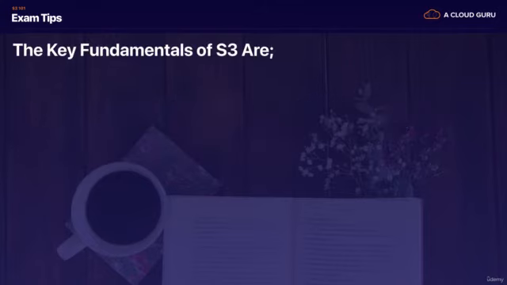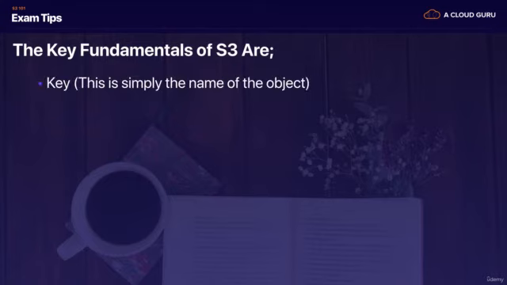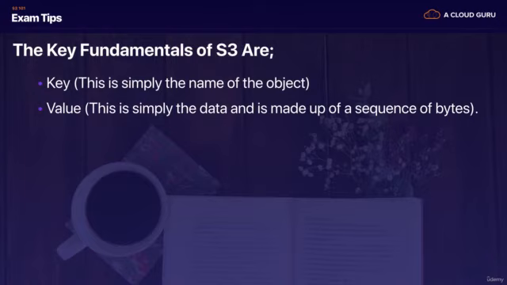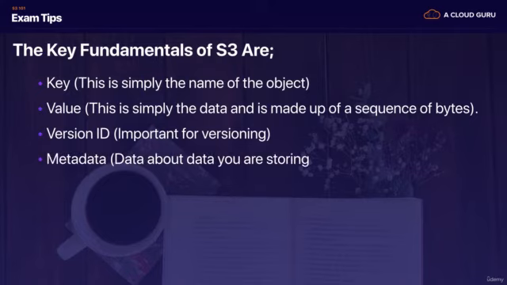Remember the key fundamentals of S3. So what makes up an S3 object? Well, we have the key, and this is simply the name of the object. We then have the value, and this is simply the data and is made up of a sequence of bytes. We then have the version ID. This is important for versioning.